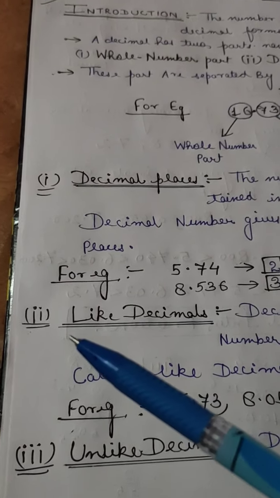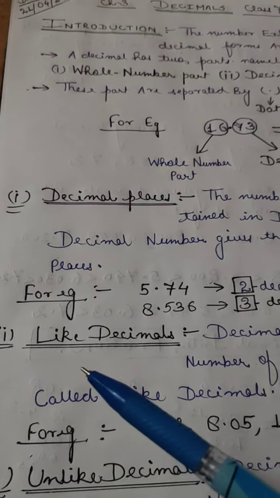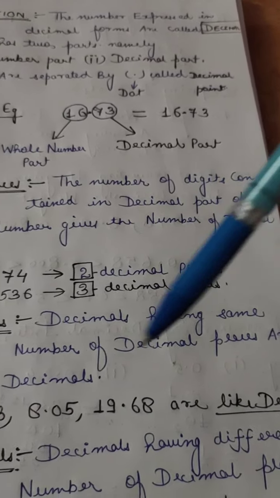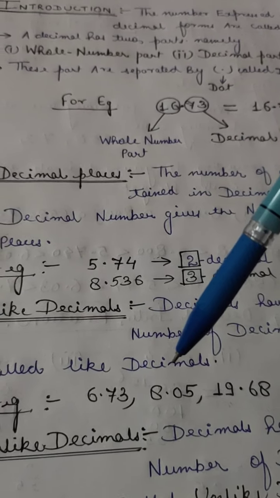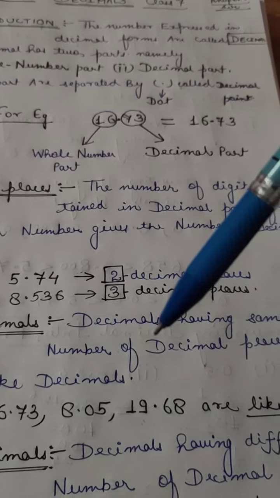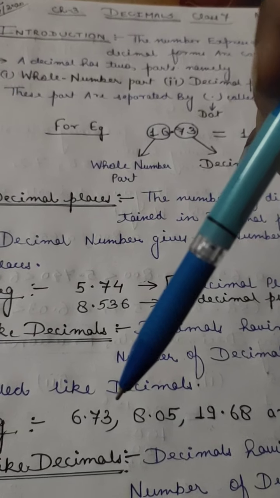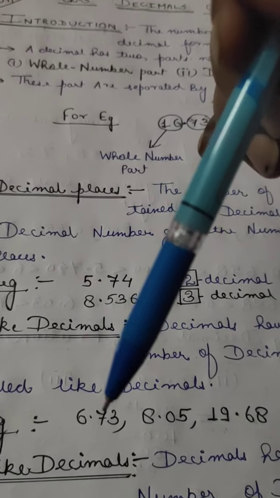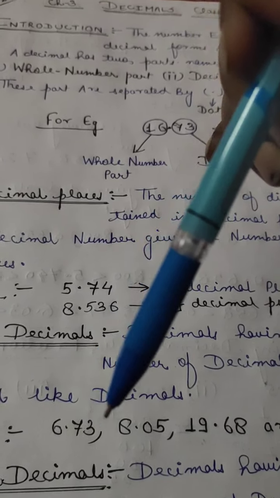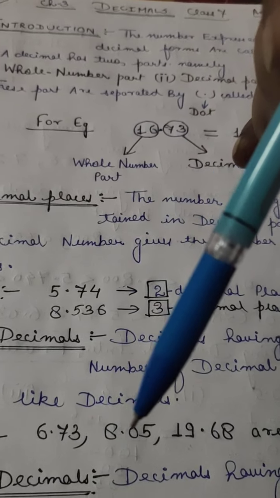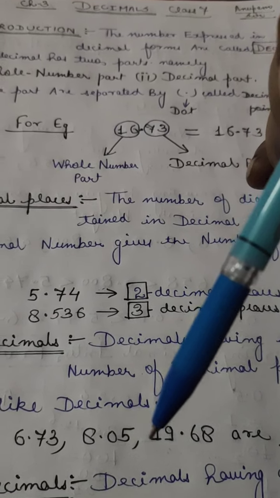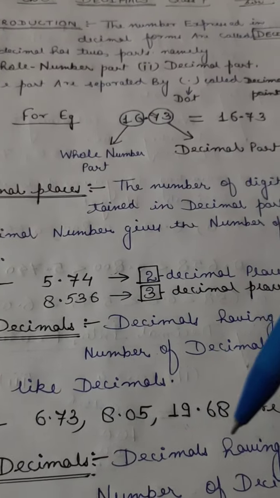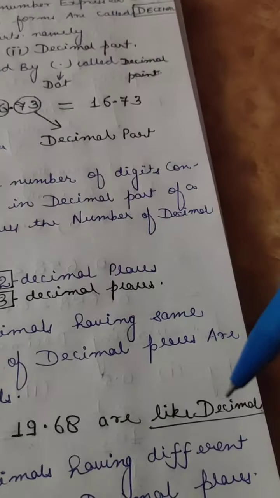Next comes our next definition, that is like decimal. What do you mean by like decimal? The decimals having the same number of decimal places are called like decimals. So have you understood? Those decimals which have the same number of decimal places after the decimal point. Here see 6.73, it has 2 decimal places after the decimal point. 8.05, it has 2 decimal places. 19.68, it has 2 decimal places. So all these decimal numbers are like decimals.